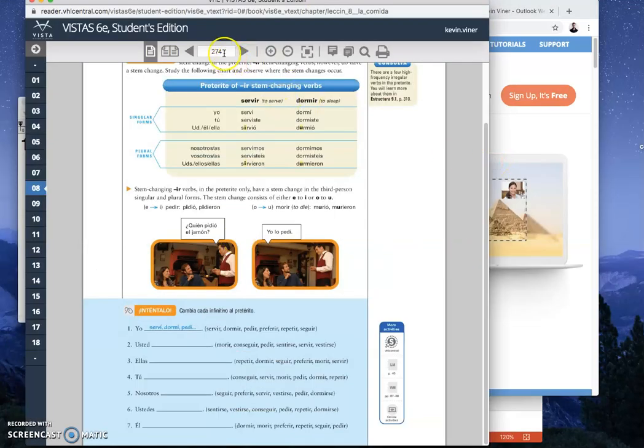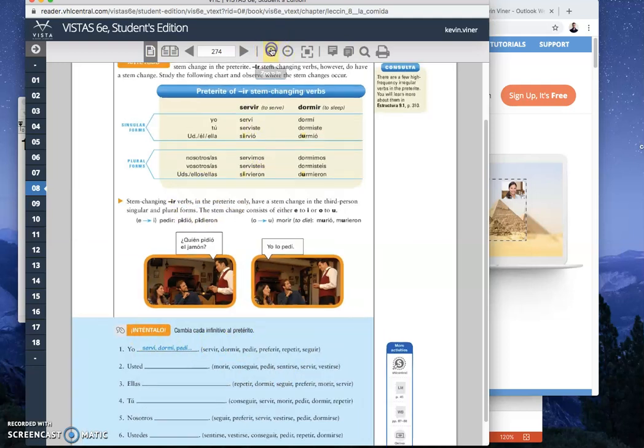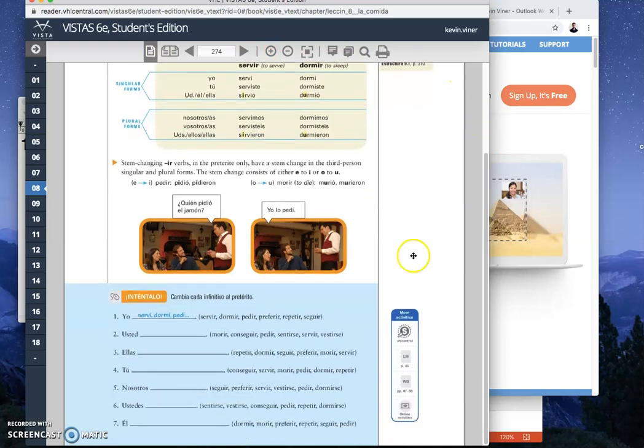Okay, so here in your textbook on page 274, we're not going to do this activity here, but the Inténtalo, which you have on the Supersite, has all the different verbs that are IR stem change verbs, right? So here we see servir, dormir, pedir. We just saw those three verbs. We also have preferir, repetir, seguir. We saw morir. Conseguir is another one. Sentirse, right? To feel. That's a stem change, right? So you'd say él, ella, usted se sintió. Ellos se sintieron.